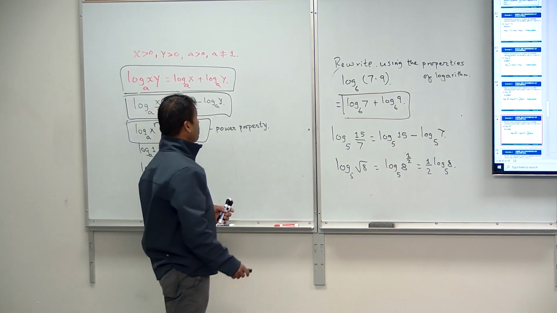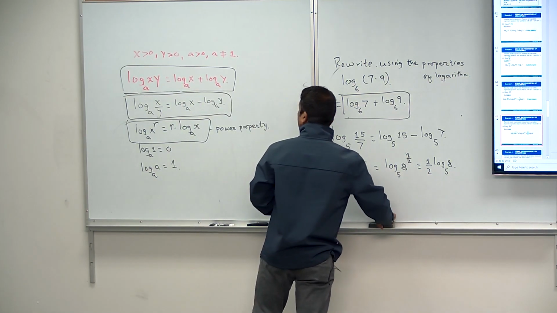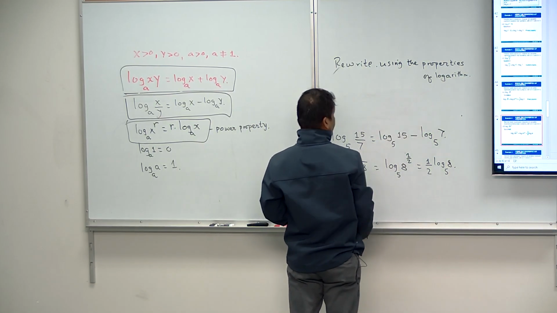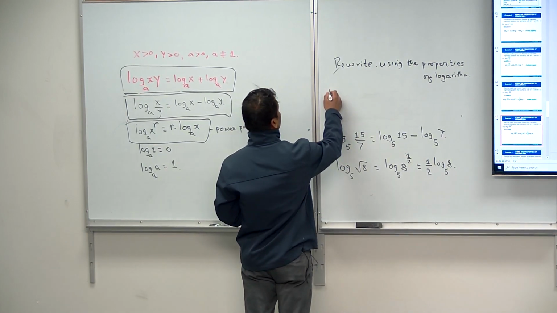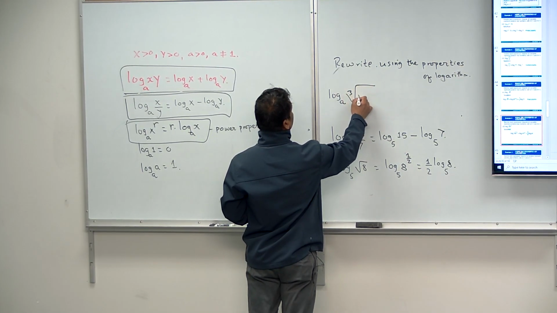And then it's the same here. You can use the power property. Let me erase this one. If you have a logarithm with base a of the cube root of m squared.